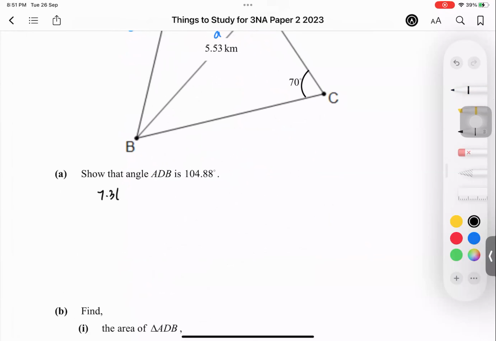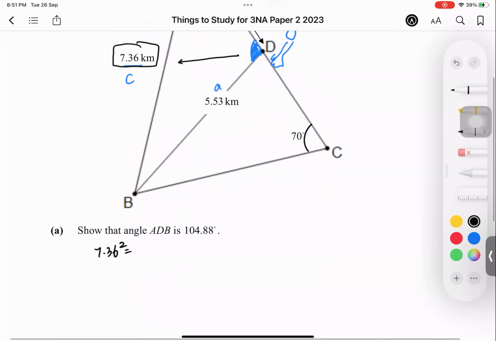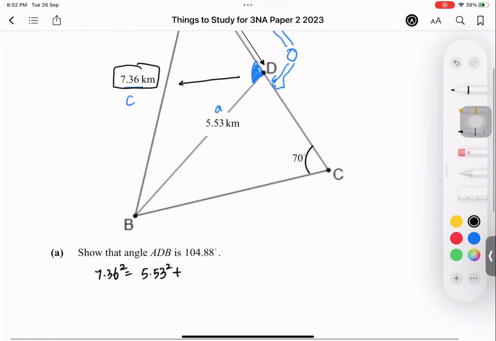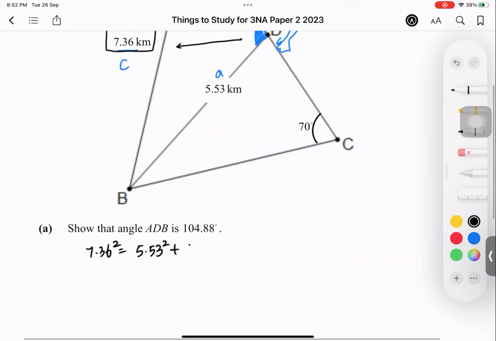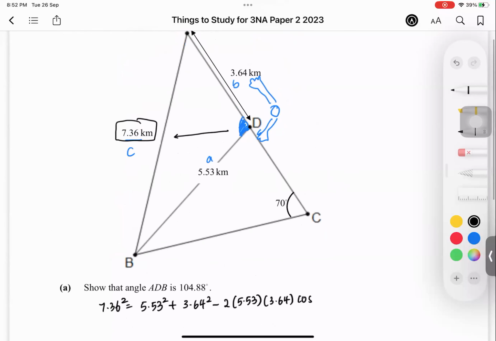So 7.36 square, C square, equals to A square, 5.53 square, plus B square, 3.64 square, minus 2AB cosine of the angle ADB.